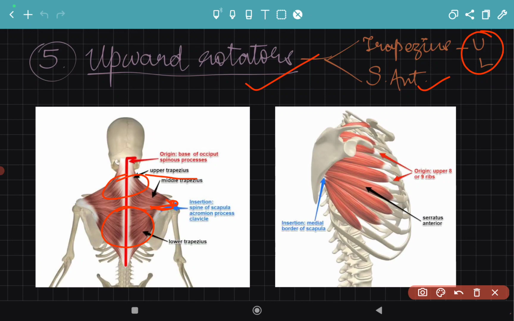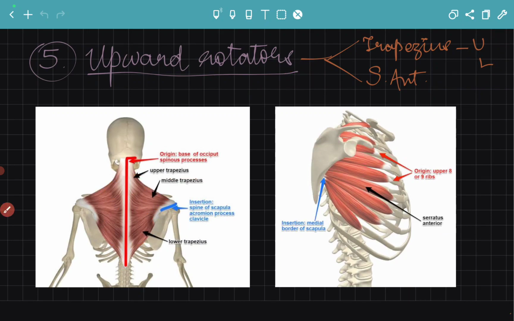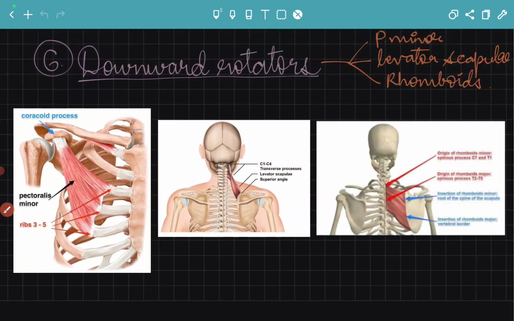Another one is the serratus anterior. As we saw earlier, it has attachment over the medial border of the scapula, and hence it does upward rotation of the scapula. As we have discussed the similar muscles, origin, insertion and action previously, it's just the continuation.